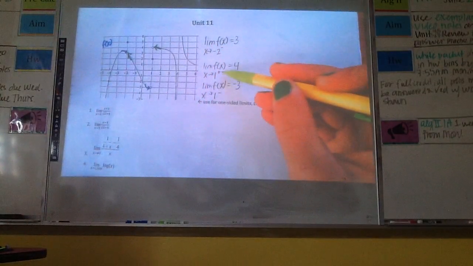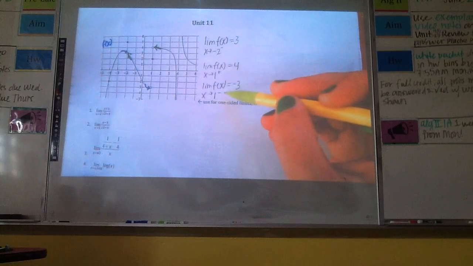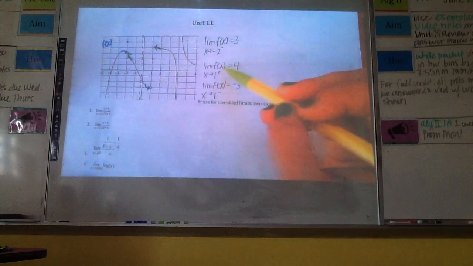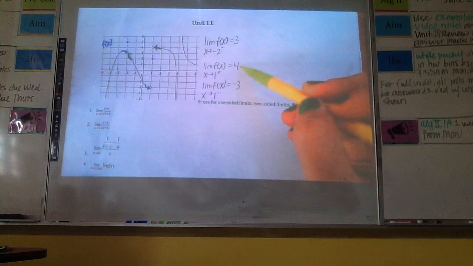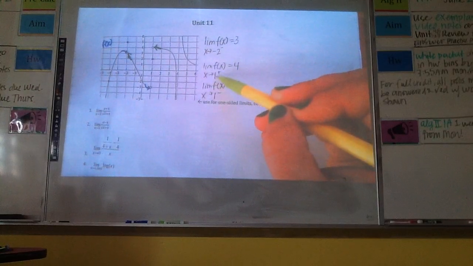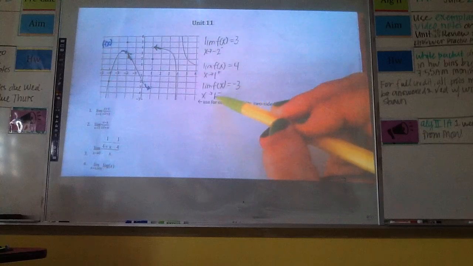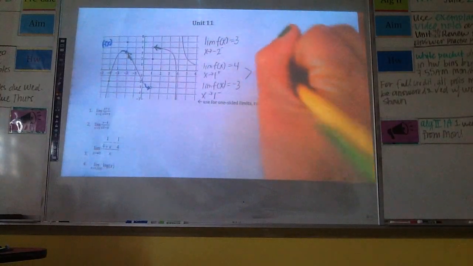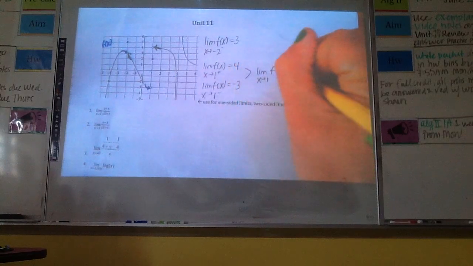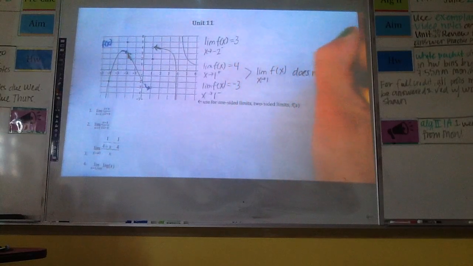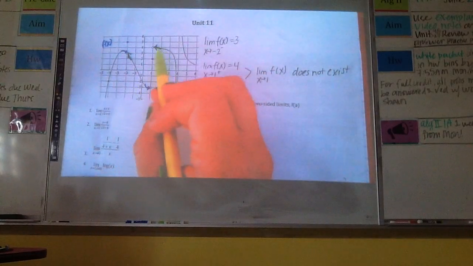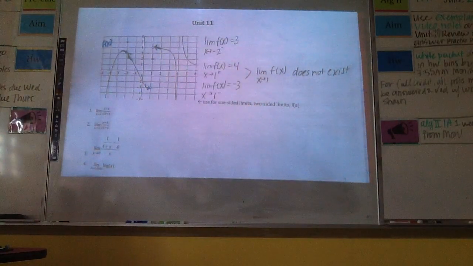Because the right-handed limit and the left-handed limit are not the same, that is, because the function approaches a different y value if you come from the right side of 1 than if you come from the left side of 1, that's why we would say that the limit of the function as x approaches 1 does not exist. That's saying the two-sided limit, meaning coming from the left and coming from the right, does not exist.